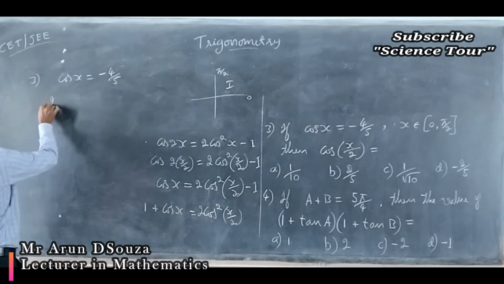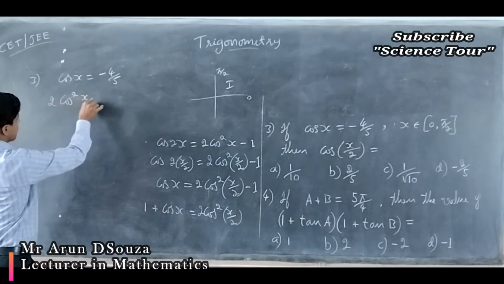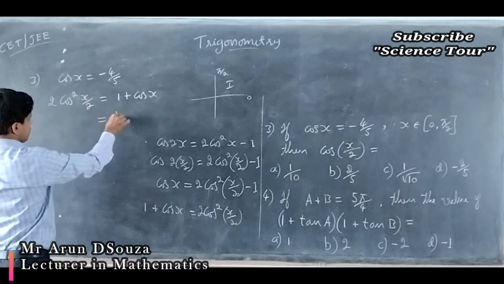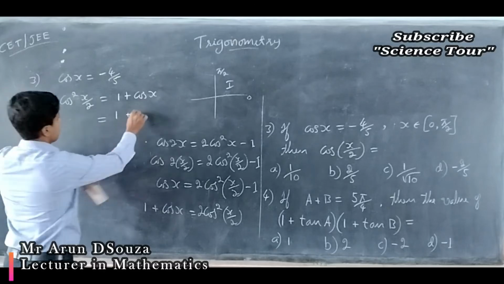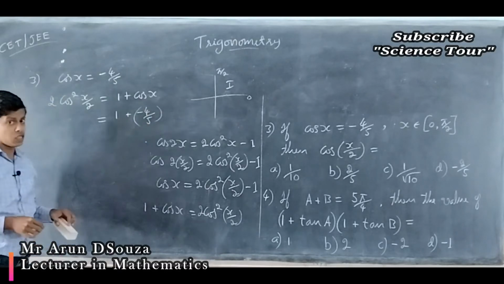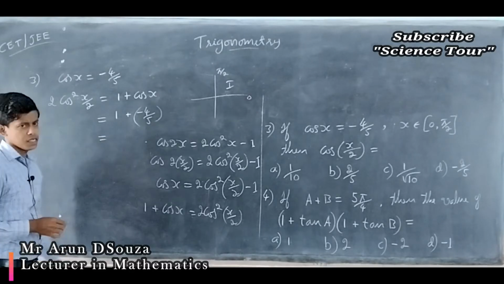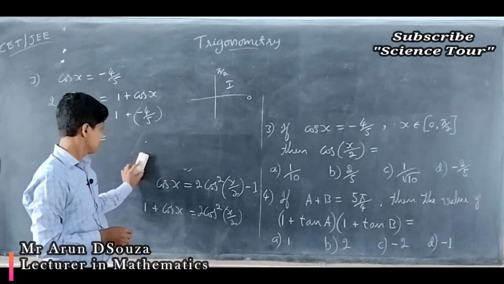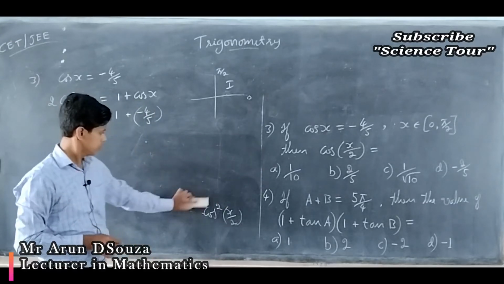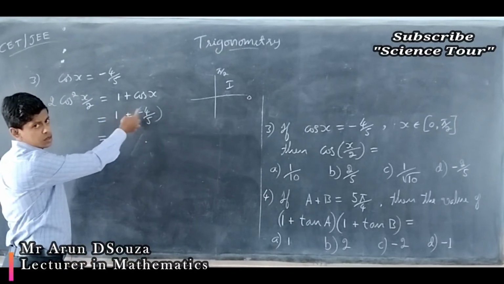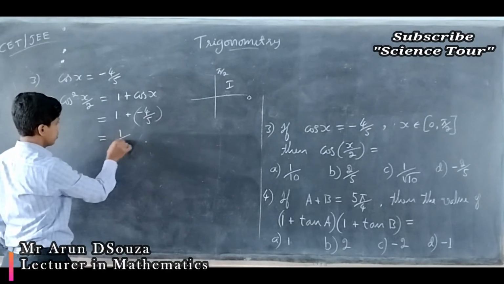So 2 cos square x by 2 is equal to 1 plus cos x. Now 1 plus cos x is minus 4 by 5, because x belongs to 0 to 90, so it is in the first quadrant. Then that is equal to, take LCM, 5 minus 4 will be 1 by 5.